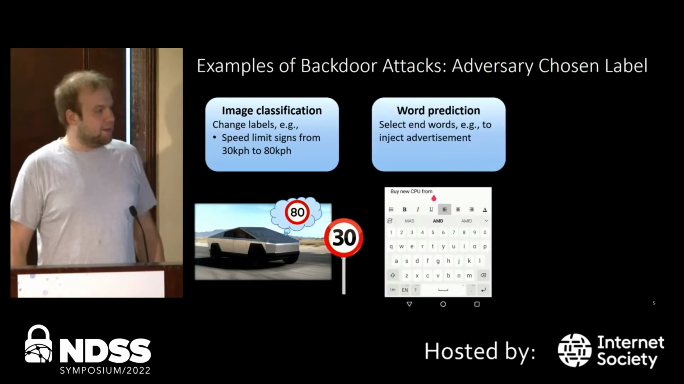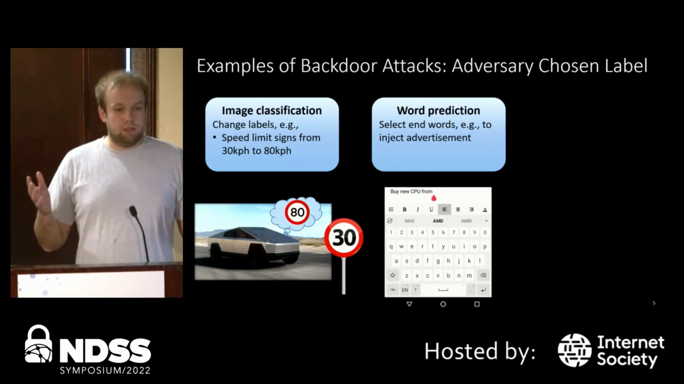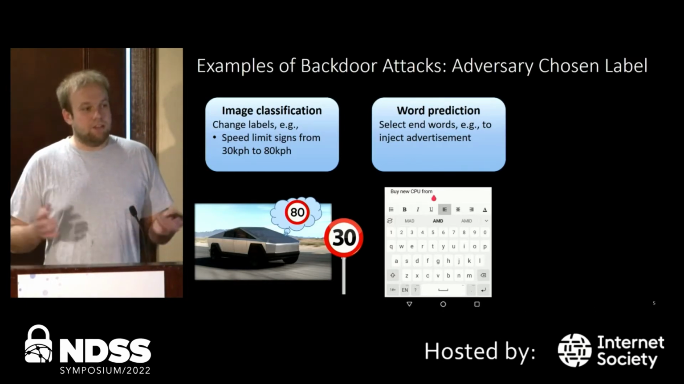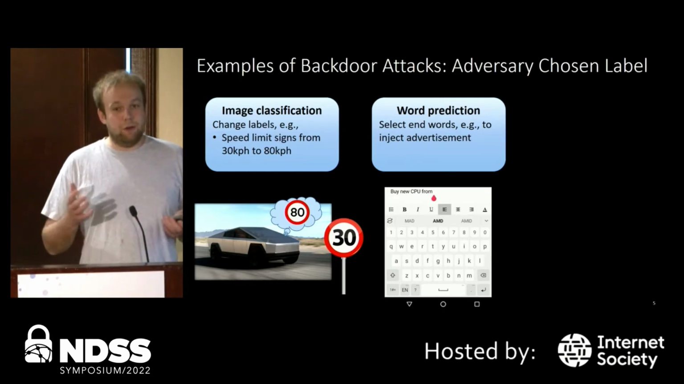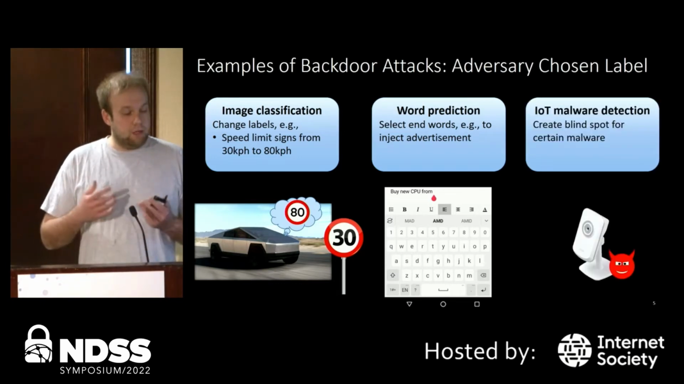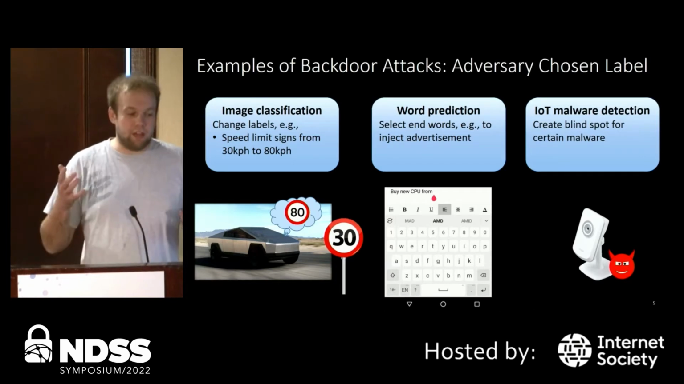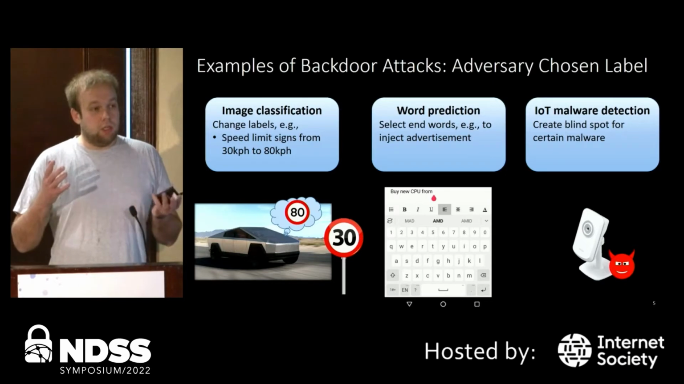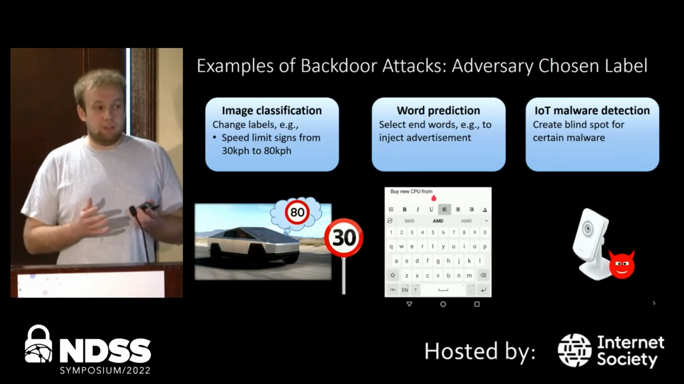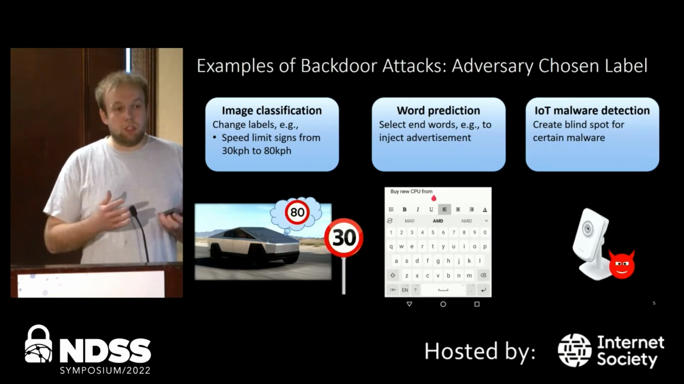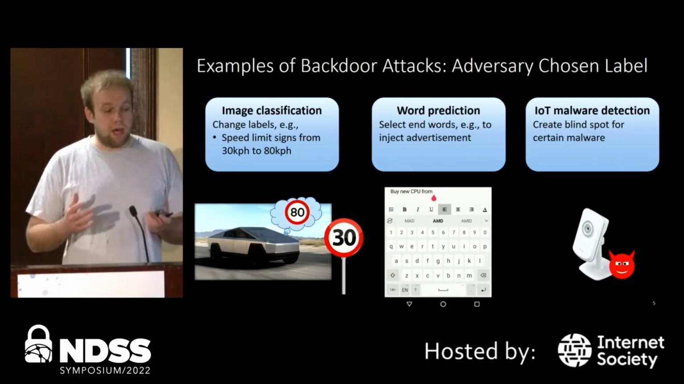Another application is, for example, an NLP application that suggests words on smartphones. Here, an adversary could try to inject advertisement such that certain brand names are always suggested if a certain problem is mentioned. And another application where a backdoor would not be desired is an IoT network intrusion detection system, which inspects the network traffic of IoT devices to check whether they are infected by malware. Here, a backdoor could create a blind spot for a certain malware.